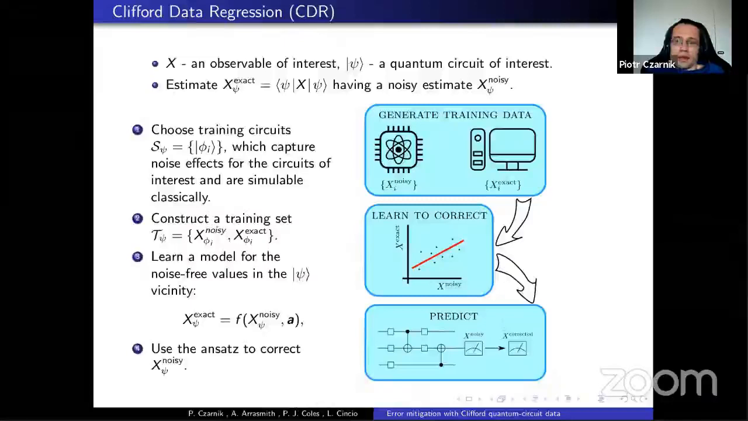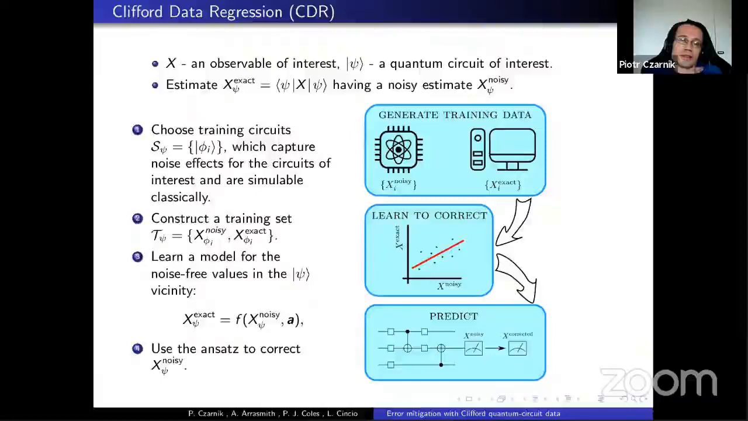The method is called Clifford data regression, or CDR. Before I go into this Clifford part, I'll briefly sketch the idea of the method. So maybe let's start with our task, which we actually share with most of the error mitigation methods.